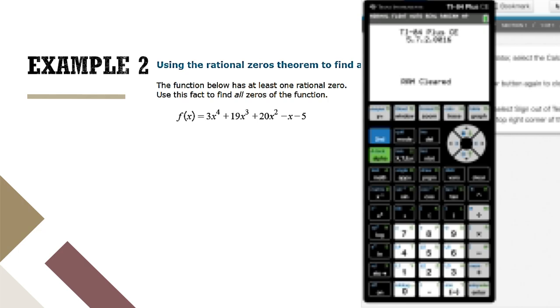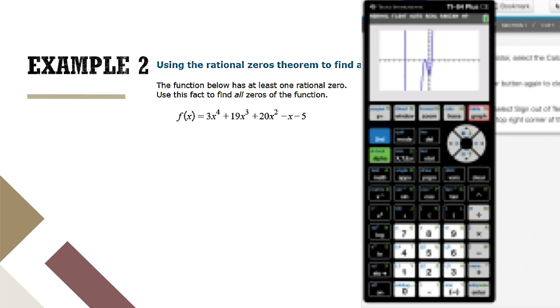First you type in the y equals. So we have 3x to the power of 4, plus 19x to the power of 3, plus 20x squared, and then minus x, and then minus 5. Double check that you type it in right, otherwise you will make a mistake, and that is not good. So press graph, and we can see that there are zeros right here, here, here. There might be a couple in there that I can't see. I don't know which ones they all are, so what I like to do is use my calculator table feature.